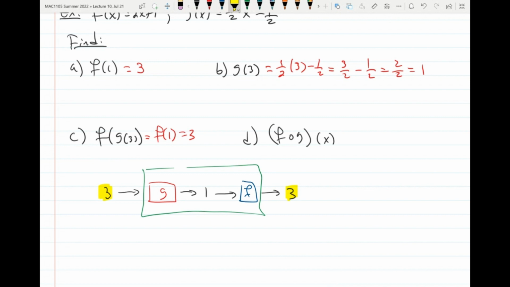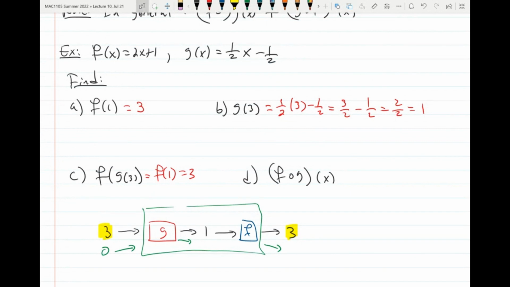Now, we want to test it with something else. For example, let's test it with 0. Let's say that 0 comes in. What's going to come out? If 0 goes in, what will be the output on the other side? Let's evaluate what goes inside the little machine. So 0 goes into the big machine. That means it goes into g first, right? So what's g of 0? Negative a half. And then negative a half goes into f. What's f of negative a half? You put negative 1/2 here, so you get negative 1. Negative 1 plus 1, you get 0.